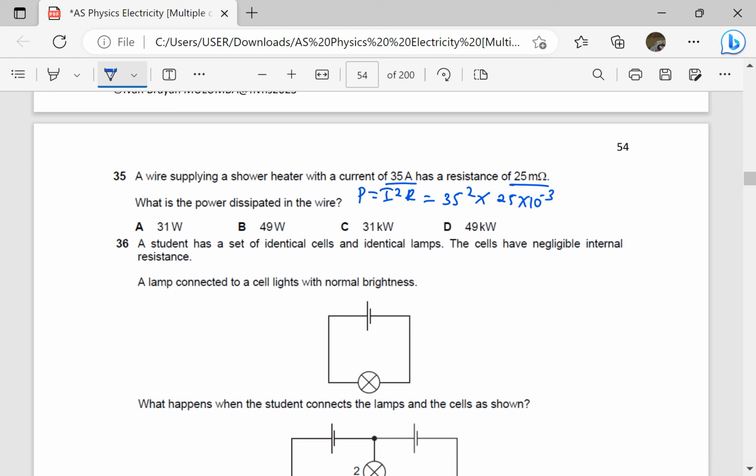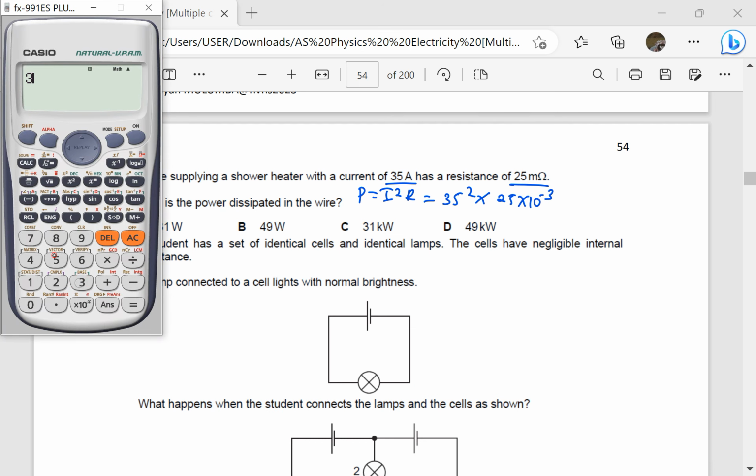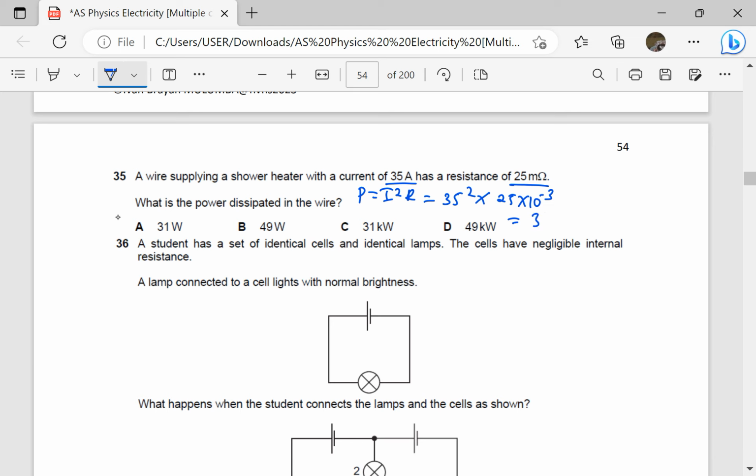So let's check from our calculator. 35 squared times 25 exponent negative 3. So that is going to give us 30.6, or approximately 31 watts. So this is approximately 31 watts, which is A.